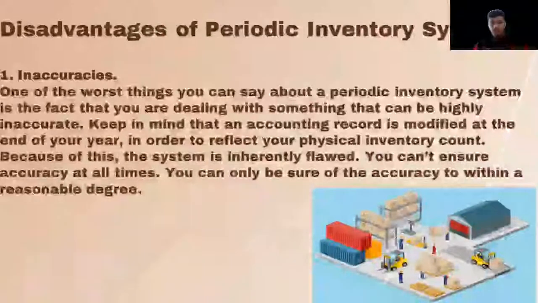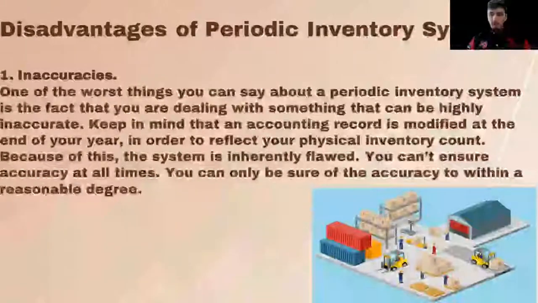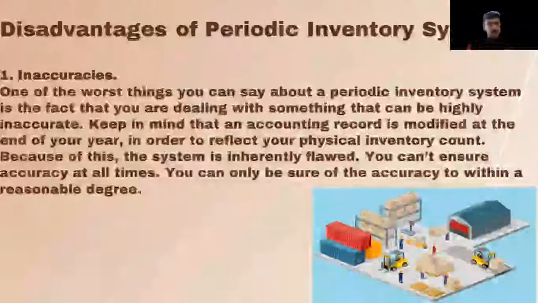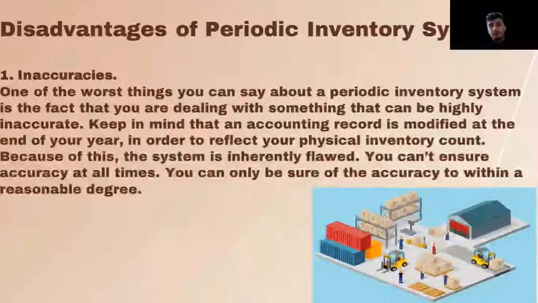Disadvantages of the periodic inventory system. Inaccuracy. One of the worst things you can say about a periodic inventory system is the fact that you're dealing with something that can be highly inaccurate, keeping in mind that an accounting record is modified at the end of your year in order to reflect your physical inventory count. Because of this, the system is inherently flawed. You can't ensure accuracy at all times. You can only be sure of the accuracy to a reasonable degree.